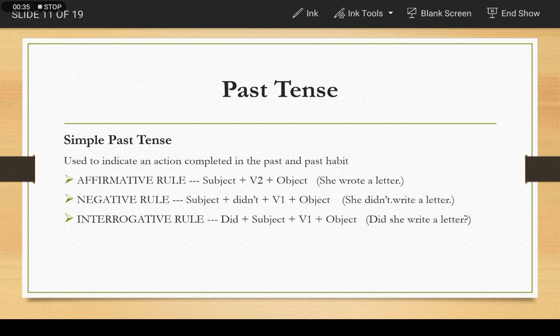The action might be completed 15 minutes ago, half an hour ago, 1 day ago, or 10 years back. So we use the simple past form of the base form. She wrote a letter. The verb here is wrote, which is a past form. So she wrote a letter yesterday.